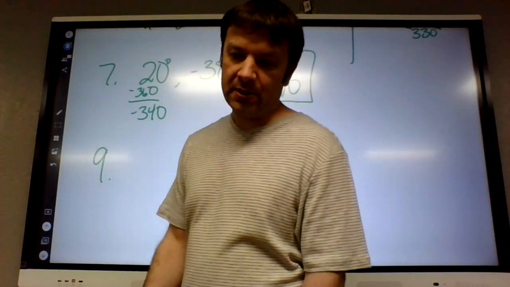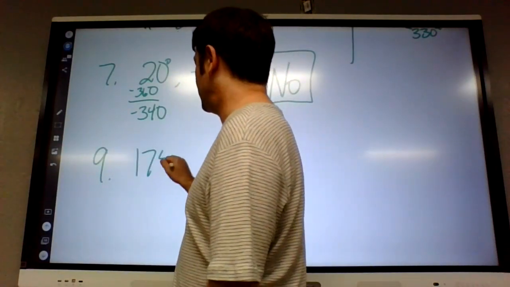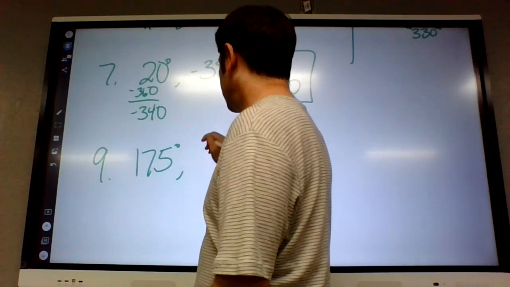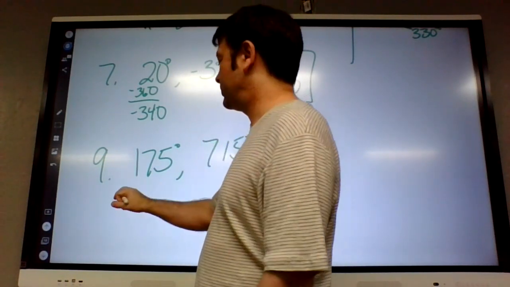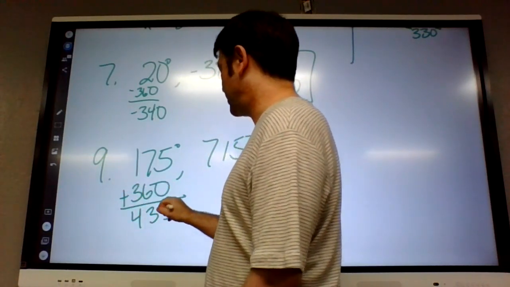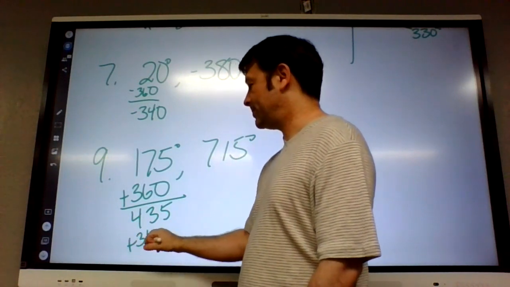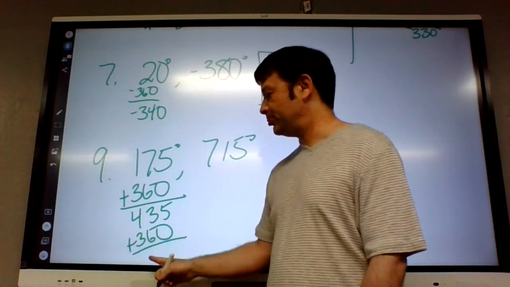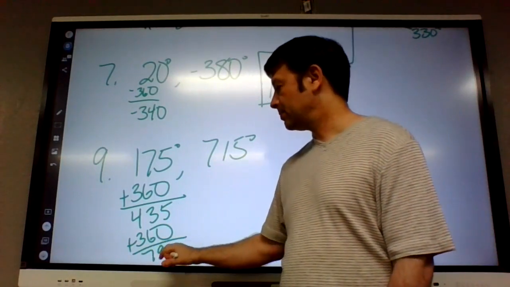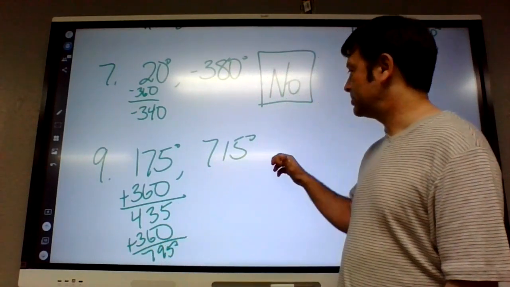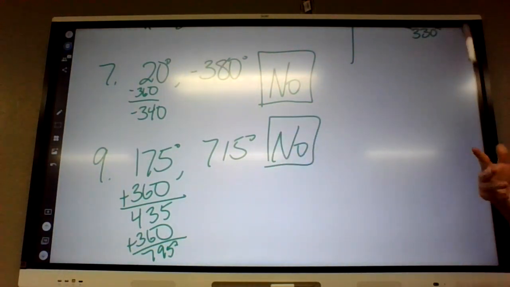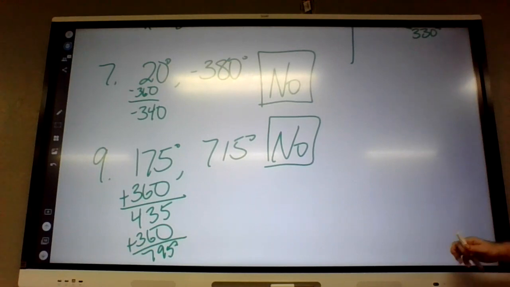Number 9, 175 and 715. Whoops. So if we add 360 on this one, we get 435. Might add 360 again to make sure it doesn't hit on the second loop. That'd be 795, so no. Still a no. You guys know what 2 360s equals?